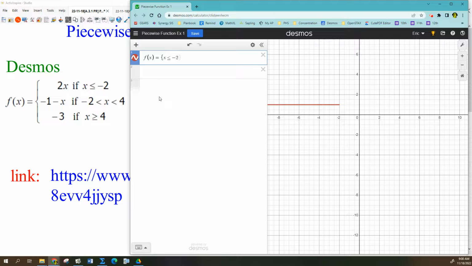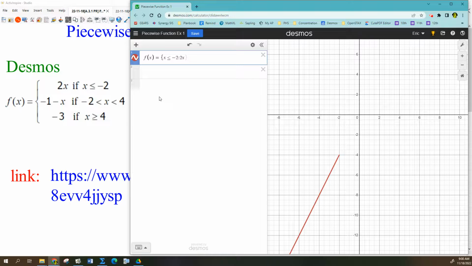The way I do that is with a colon. So I do the domain first, and then I do a colon, which is just the 2 periods lined up vertically, right? I do a colon, and then I type in what the equation is. What is y equal to? So it's equal to 2x.